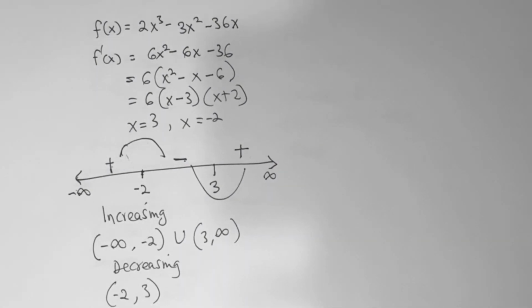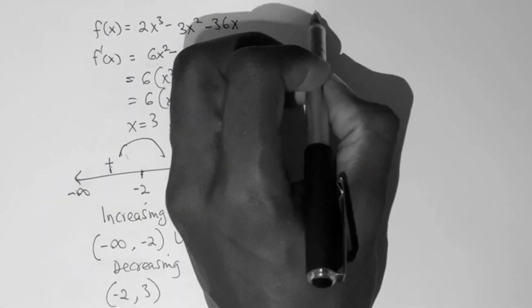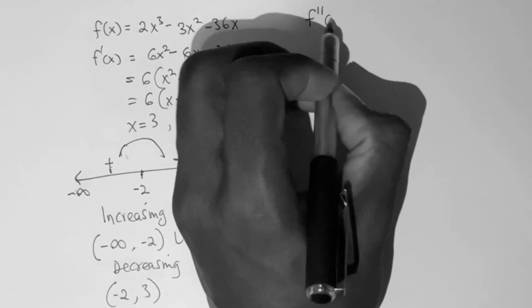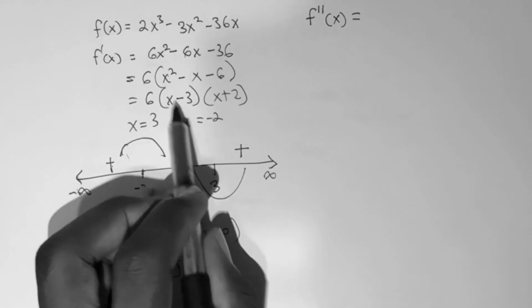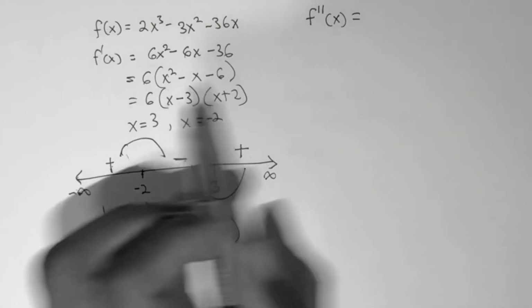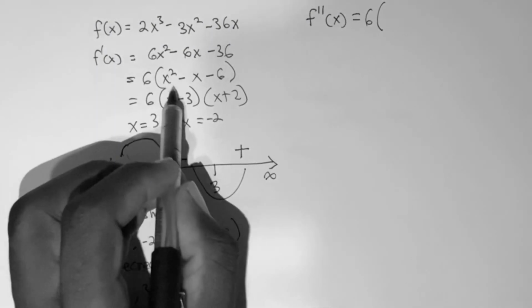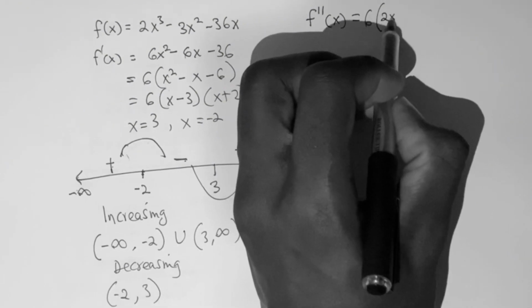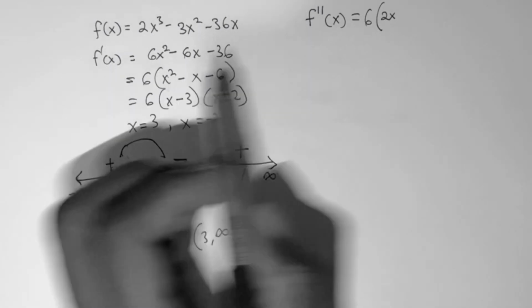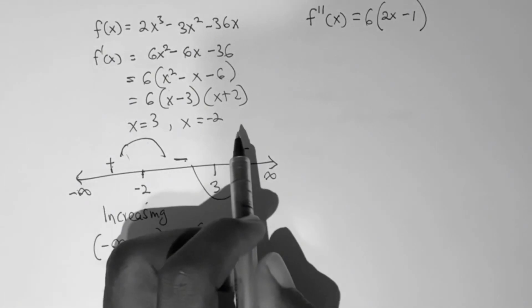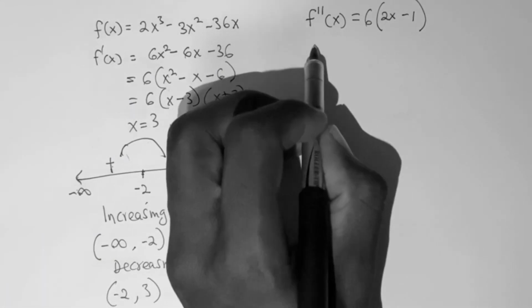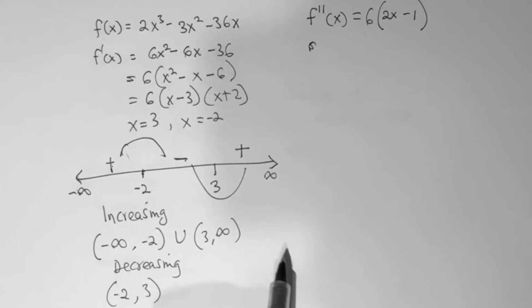Now let's find the concavity. To find the concavity, we need to find the second derivative. The second derivative of f, we need to differentiate this. If you differentiate this, 6. If you differentiate x squared, you get 2x. If you differentiate minus x, you get minus 1. And if you differentiate 6, you get 0. So f prime prime of x is 6 times bracket 2x minus 1.